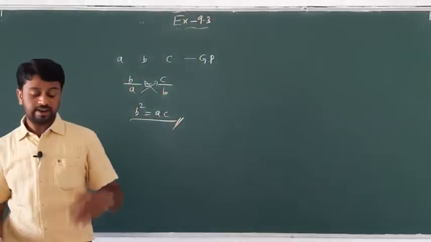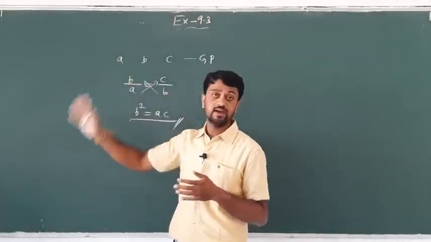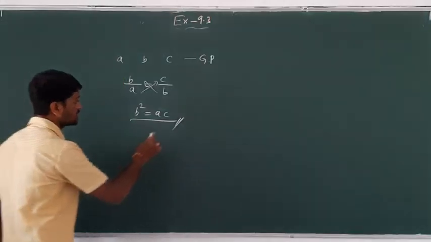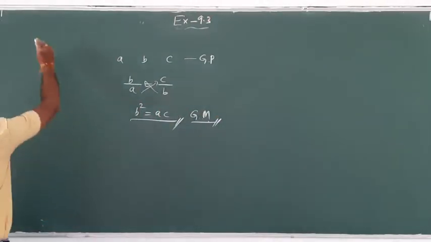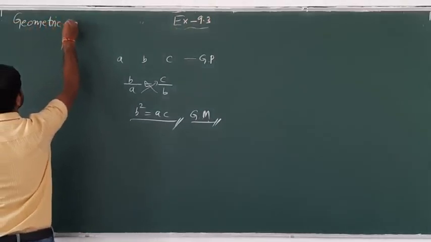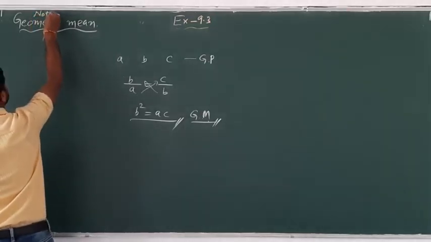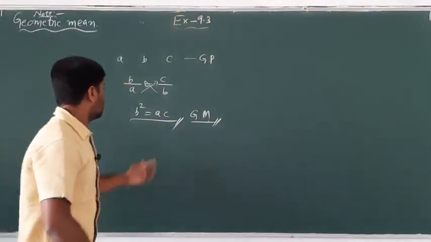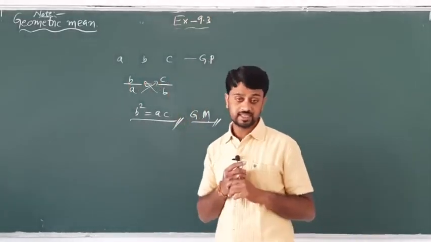Now today one of the wonderful concepts, I am going to discuss, is the geometric mean. The geometric mean can be denoted by GM. Geometric mean is one of the very important concepts. All of you write a note. Next I will write one by one. As b square is equal to ac, therefore b is called the geometric mean of a and c.